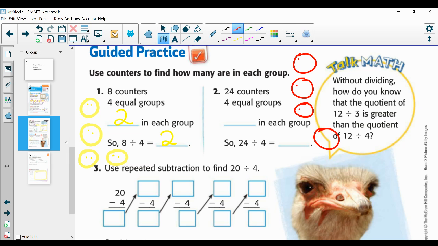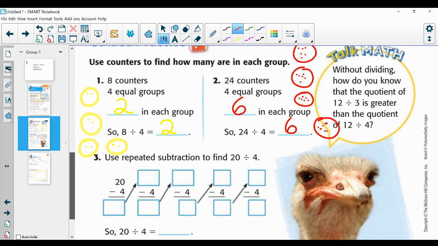1, 2, 3, 4, 5, 6, 7, 8, 9, 10, 11, 12, 13, 14, 15, 16, 17, 18, 19, 20, 21, 22, 23, 24. Okay, so how many are in each group? 1, 2, 3, 4, 5, 6. There are 6 in each group. So 24 divided by 4 equals 6.